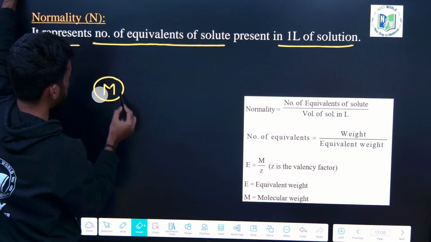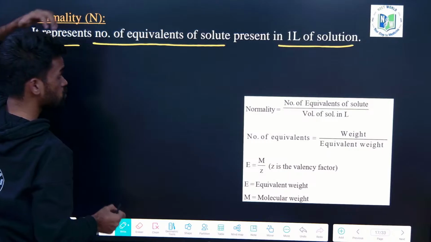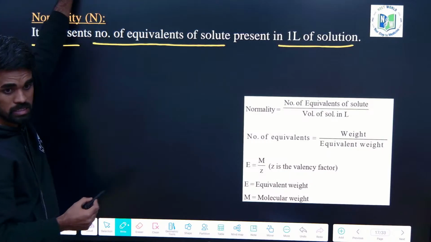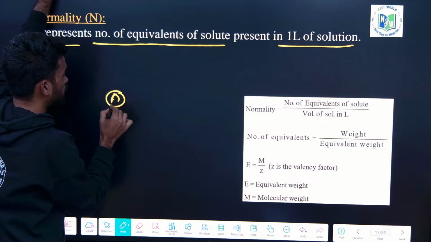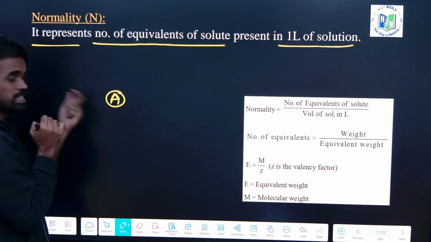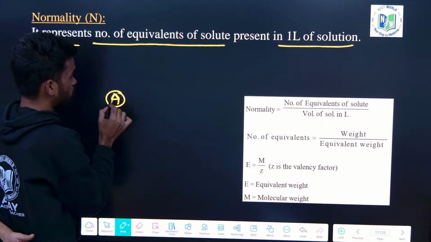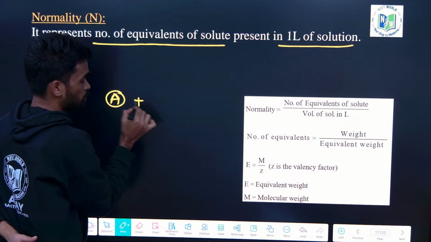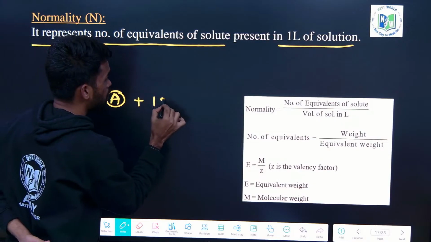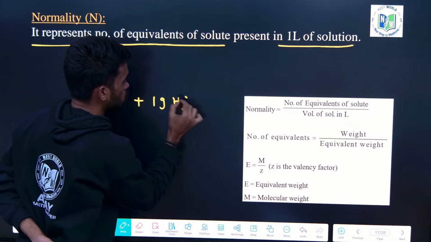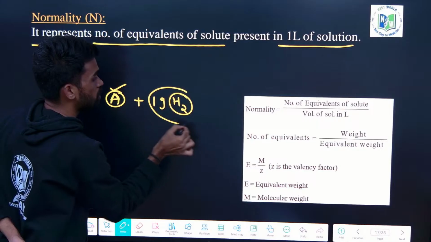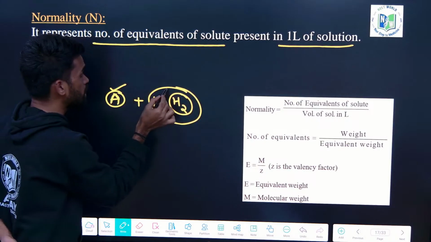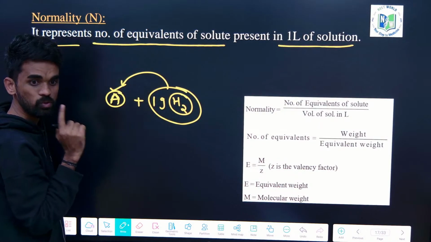What do we mean by equivalents? For any substance A, the weight of the substance that reacts with 1 gram of hydrogen is called its equivalent or equivalent weight.